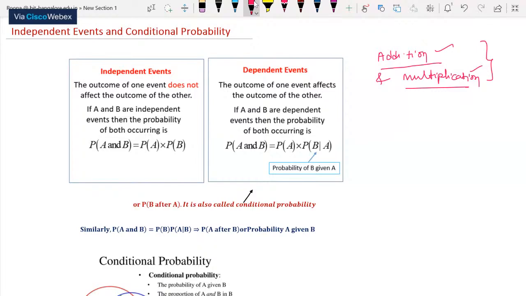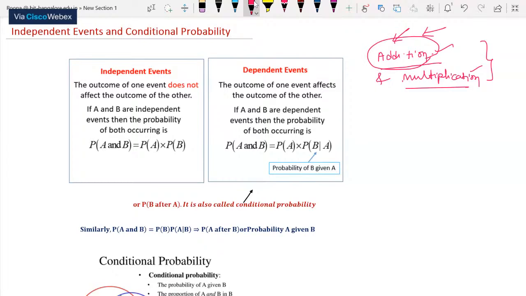The addition theorem depends upon mutually exclusive events. Another word for mutually exclusive is disjoint. In set theory we use the word disjoint. Now in probability, we use another word, mutually exclusive. Whenever I solve a problem using the addition theorem, first I have to verify whether the given events are mutually exclusive or not.